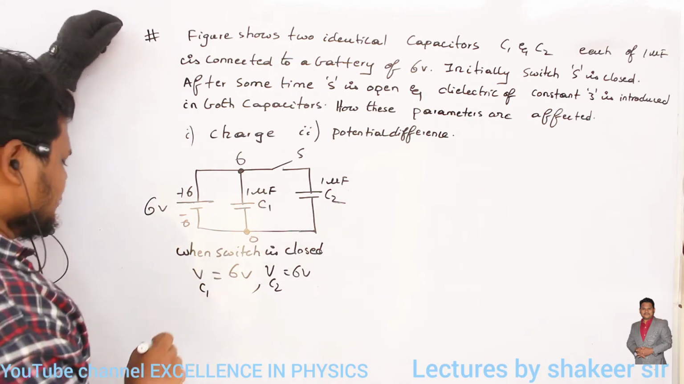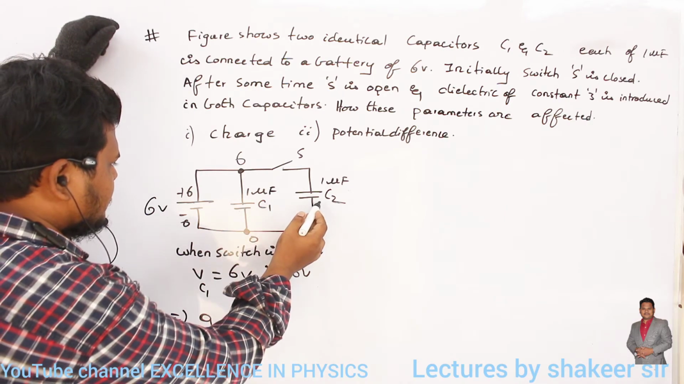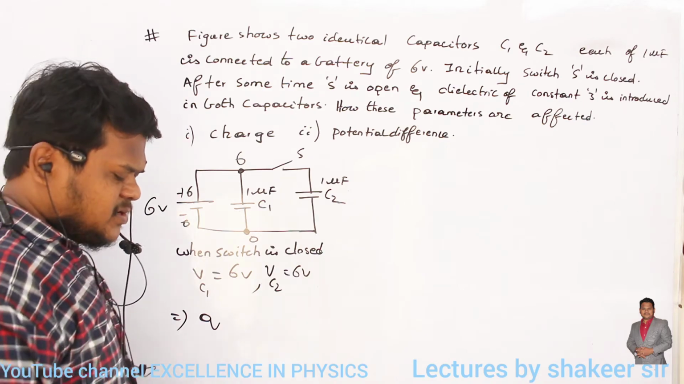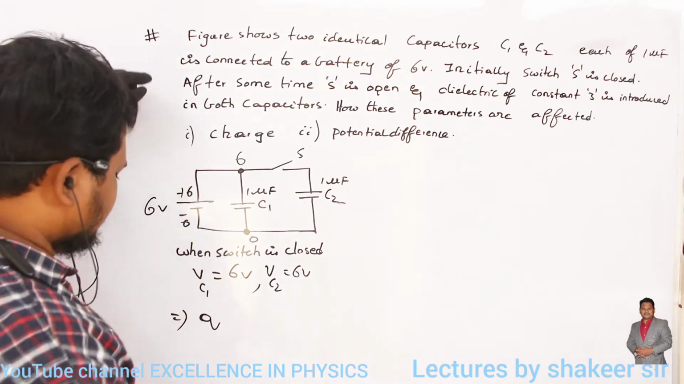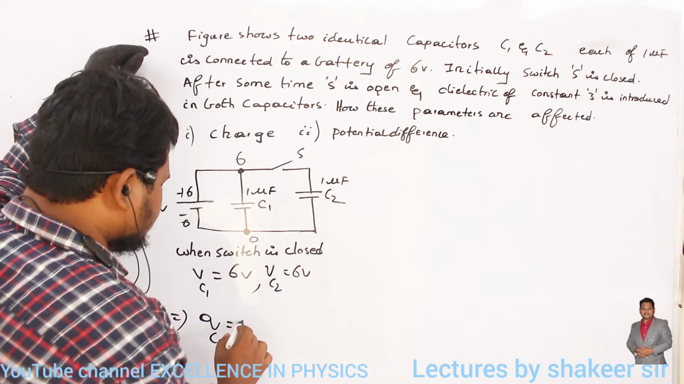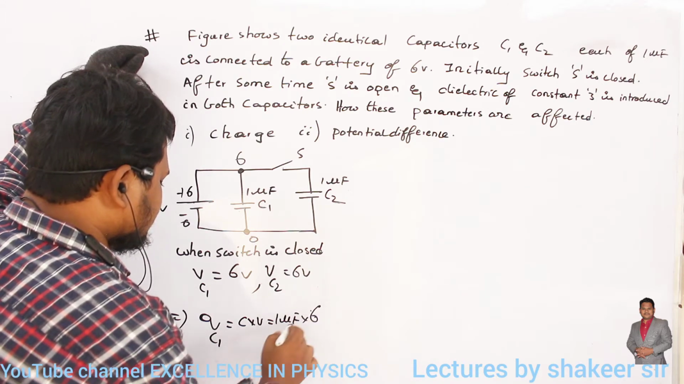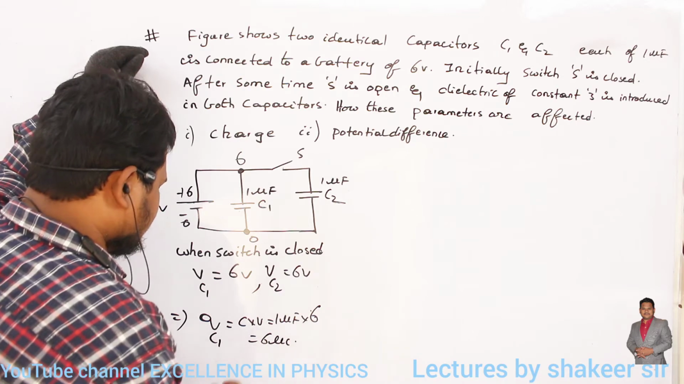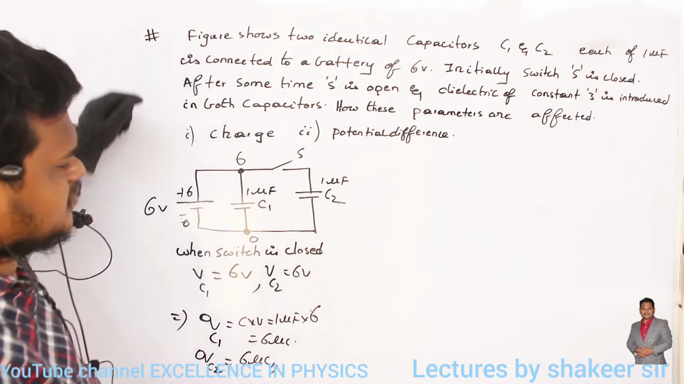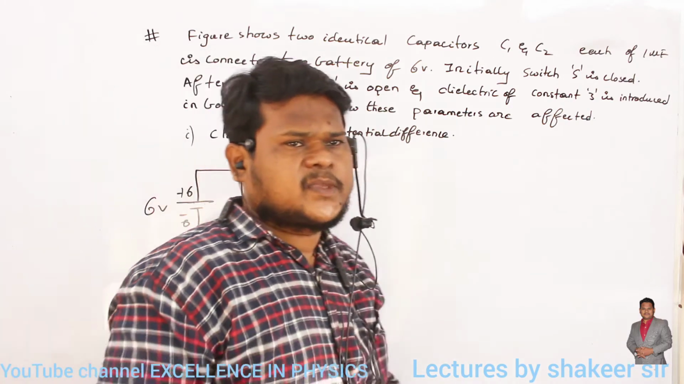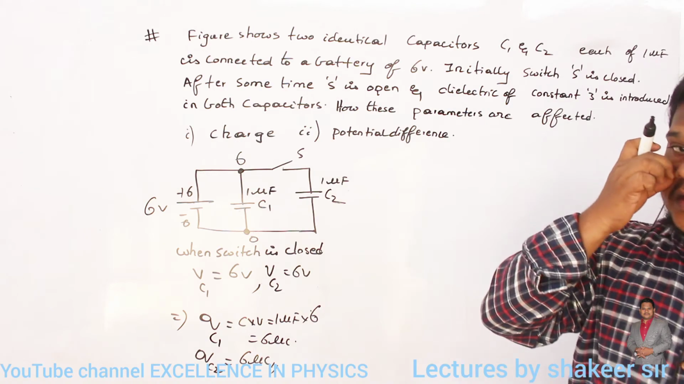Okay? Then how can I calculate charge? Charge stored in this 1 microfarad and in this 1 microfarad will be equal, no? Why will the charge stored be equal? Because potential difference is equal and capacitance is also equal. So Q is equal to C into V. Capacitance is 1 microfarad, potential difference is 6. So therefore it is 6 microcoulombs of charge. Similarly, charge stored on the second capacitor is also 6 microcoulombs. So these are the initial conditions before opening this switch and introducing this dielectric.